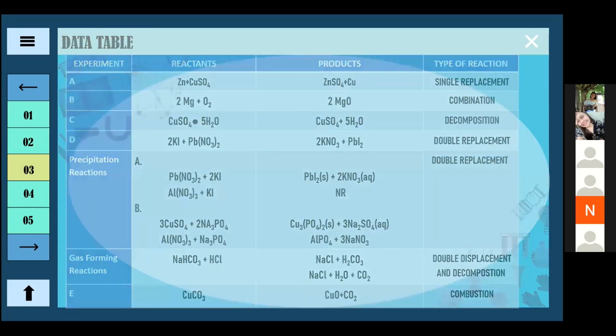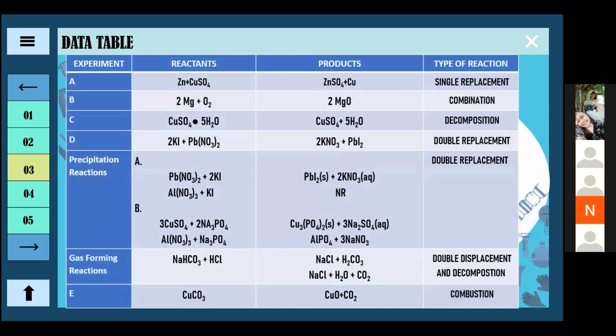So for the data table, for experiment A, the given reactants are Zn, zinc, plus CuSO4, which stands for copper 2 sulfate. The products are ZnSO4, or zinc sulfate, plus Cu, copper. So the type of reaction for experiment A is single replacement. Why single replacement? Because a more reactive element replaces a less reactive element.